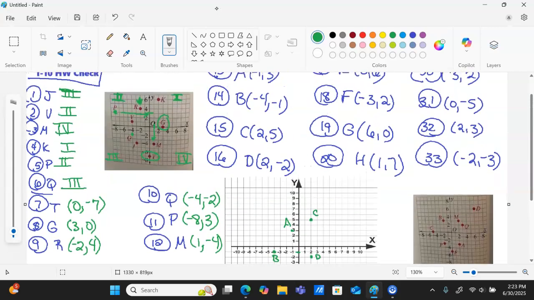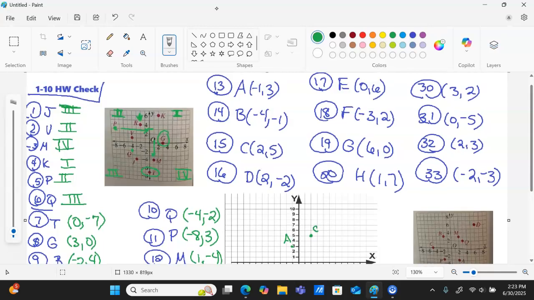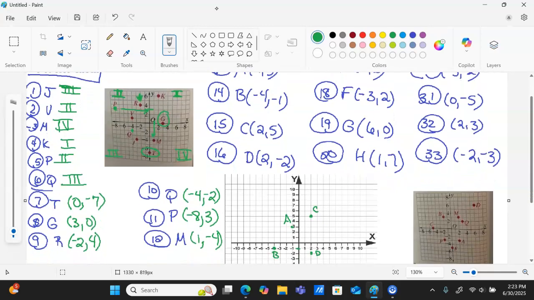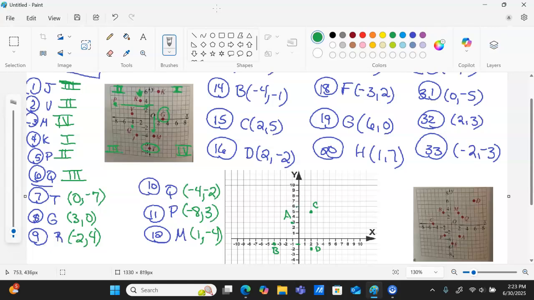Number 17, 0, 6. So left or right, none, but up 6. So that's going to be on this axis right here. And that's E. F is -3, so to the left 3 and then up 2. G, which is 19, is 6, so right 6 and then up none. So it's going to be on this axis. So if the first coordinate is 0, it's on the y-axis. If the second coordinate is 0, it's on the x-axis.